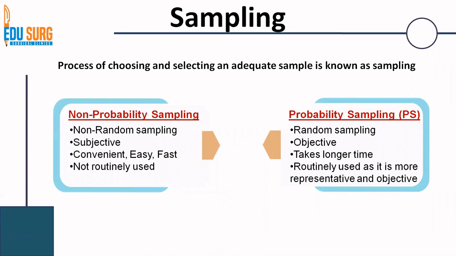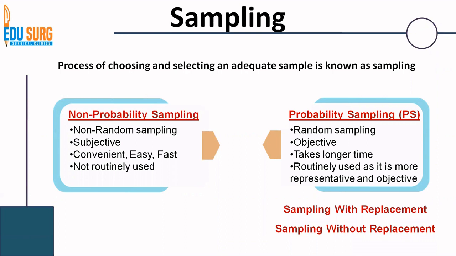When we are looking at non-probability sampling, it is based more on convenience, it is easy and fast, and it is subjective. We will see both these techniques in detail in upcoming slides. Like I said, probability sampling is very routinely used. Probability sampling again has two types, that is sampling with replacement and sampling without replacement.